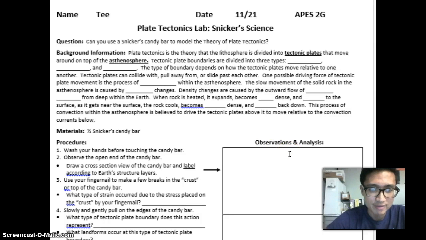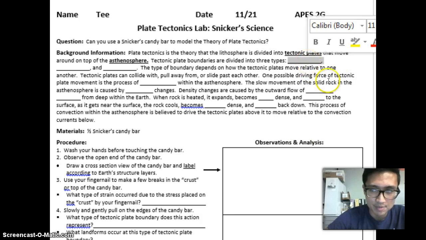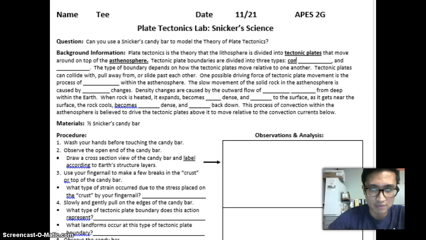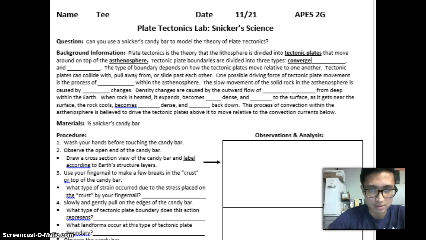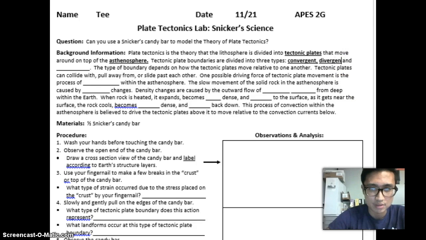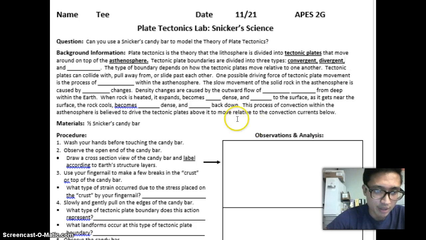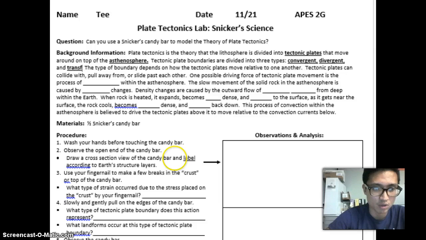Tectonic plate boundaries are divided into three types. I'm pretty sure by now you guys know all three types. One of them is going to be convergent. Another one is going to be the opposite of convergent, which is divergent. And the third and final one is transform.